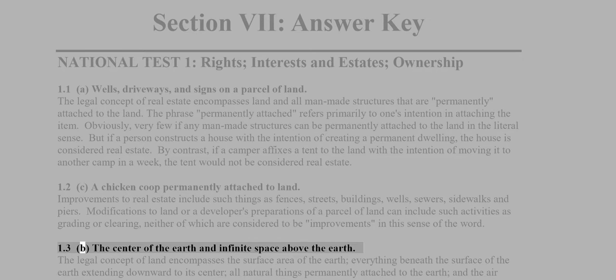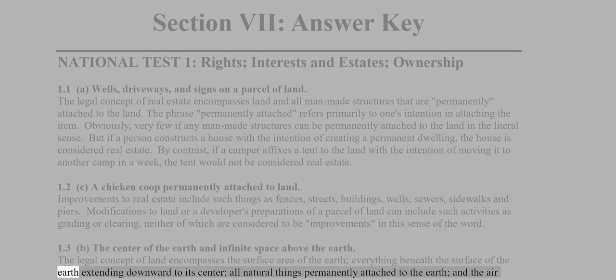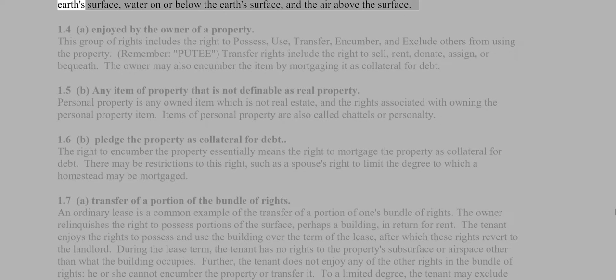1.3 B. The center of the earth and infinite space above the earth. The legal concept of land encompasses the surface area of the earth, everything beneath the surface of the earth extending downward to its center, all natural things permanently attached to the earth, and the air above the surface of the earth extending outward to infinity. Land, therefore, includes minerals beneath the earth's surface, water on or below the earth's surface, and the air above the surface.